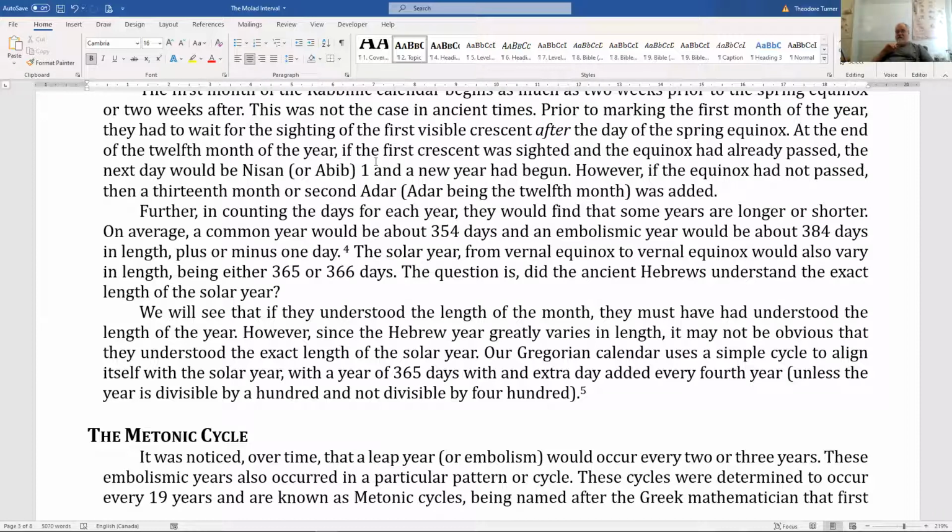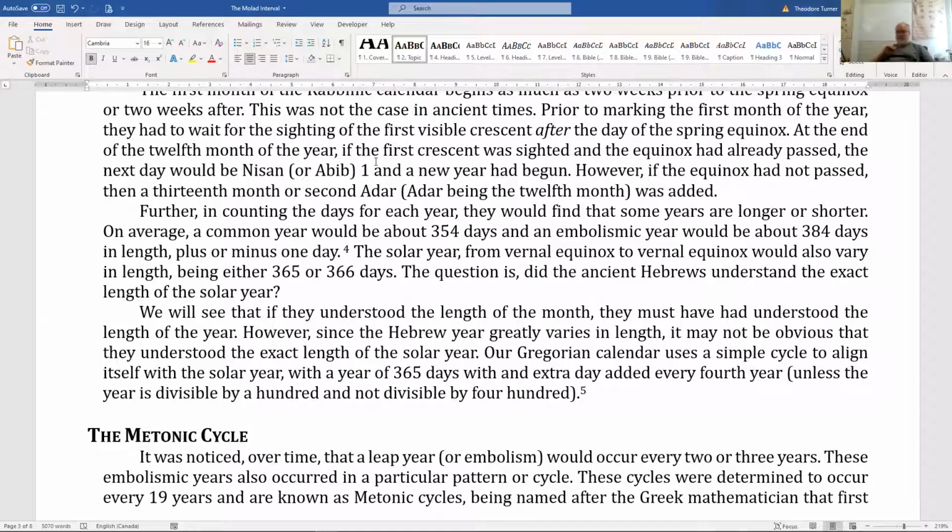Our Gregorian calendar uses a simple cycle to align itself with the solar year, with a year of 365 days, with an extra day added every fourth year, unless the year is divisible by 100 and not divisible by 400. So the Julian was actually just simpler. Every fourth year, you add an extra day.